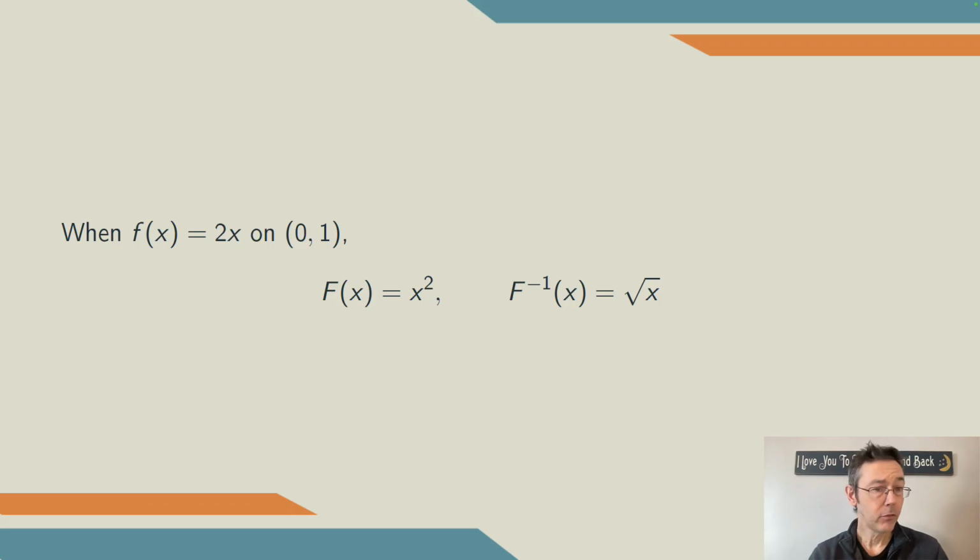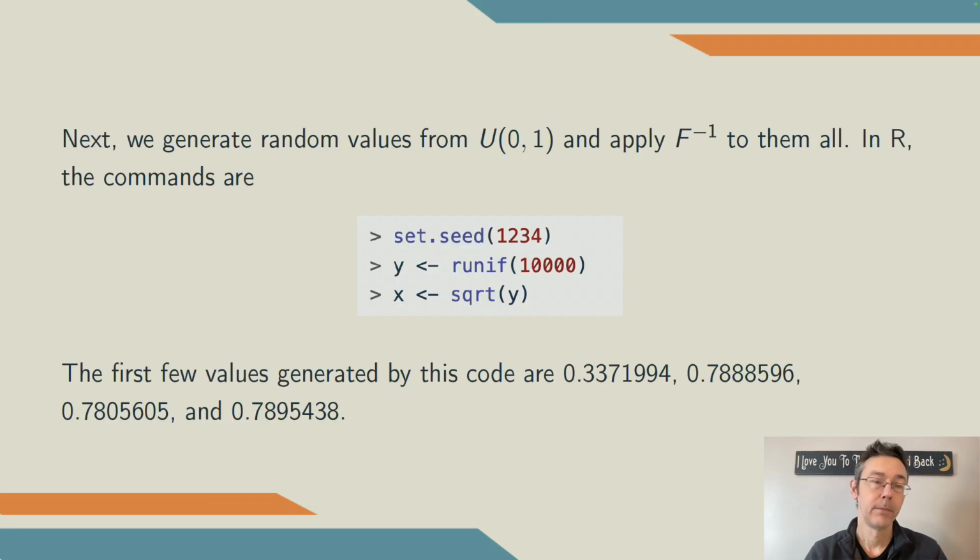When f(x) is 2x on the interval (0, 1), the CDF, the definite integral of that starting at 0, is x squared. You can confirm that F prime is 2x here. We invert that. Since everything's positive, the inverse exists and is just the square root of x. Next, we generate random values from the uniform distribution on (0, 1) and apply F inverse to all of them.